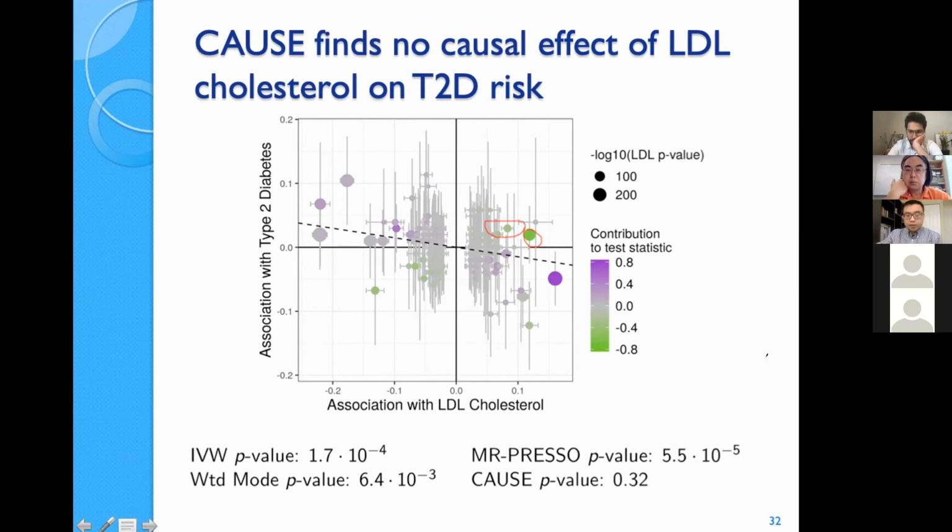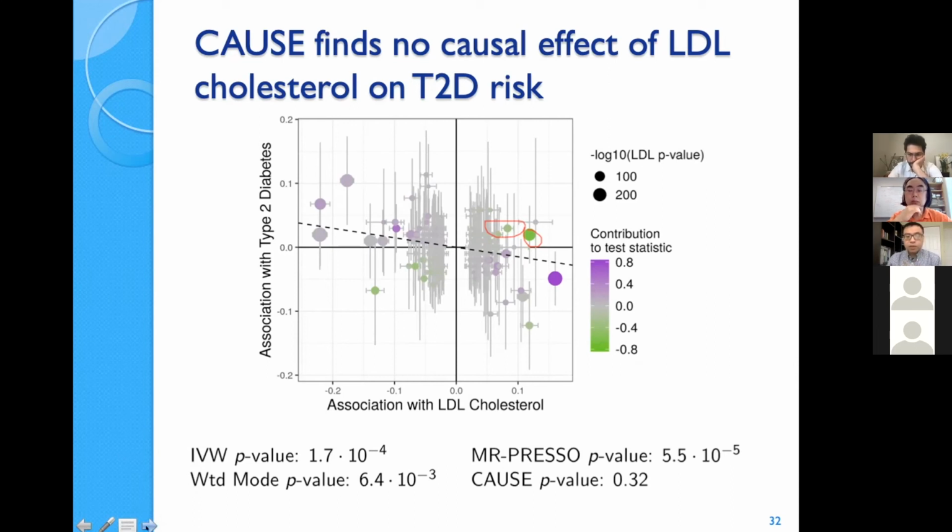And in this case, the truth is unknown. We don't really know, but at least I think the disagreement of CAUSE with other methods essentially motivates the idea that the earlier MR results may not be valid. They may be susceptible to false positives.